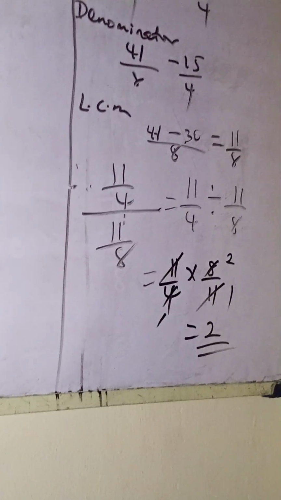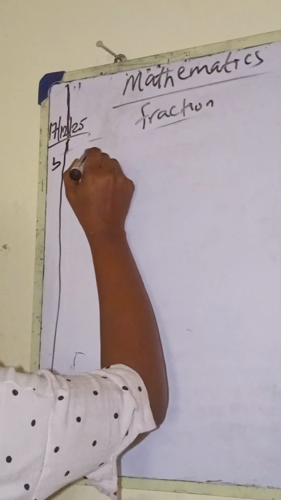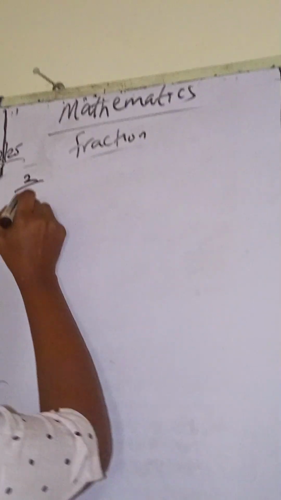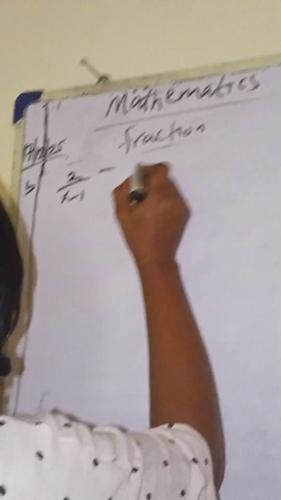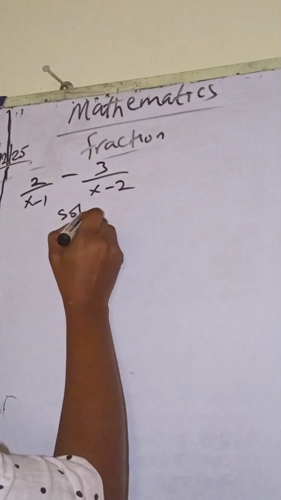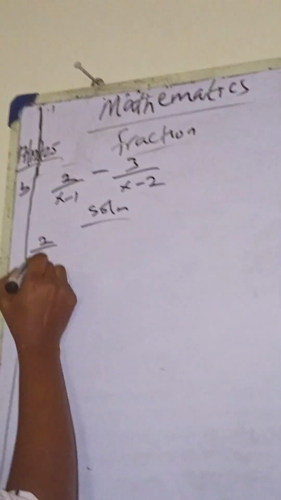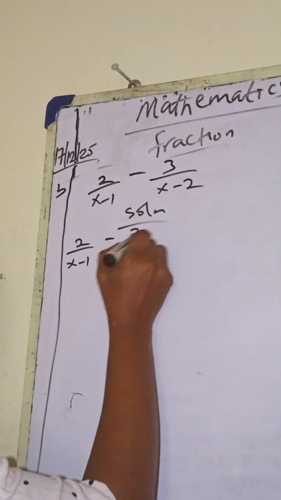So we are going to take the second part, which is B. So let's solve for B. We have 2 all over x minus 1 minus 3 all over x minus 2. So I'll write my solution. So the first thing we are going to do now, let's write down the question out. 3 all over x minus 2.